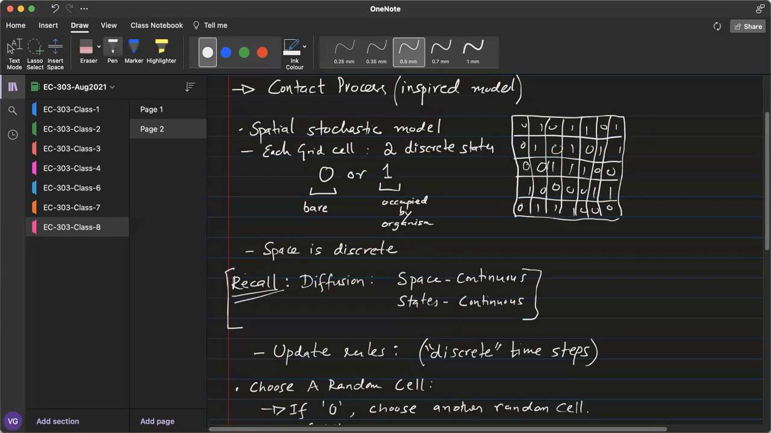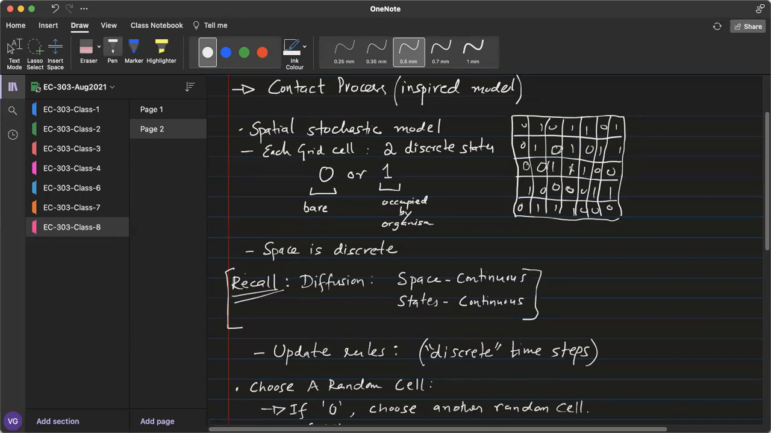Now, maybe this could be the first cell I picked. If 0 is picked, nothing happens, so I have to pick one more. The second one might be this. Again, I have to pick one more. The third one could be this. Then I have to choose with probability P either a birth or a death.